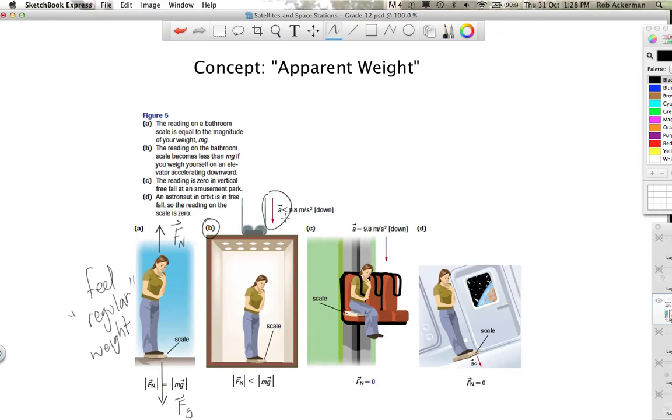Maybe it's accelerating down at less than 9.8. I don't know. Maybe it's accelerating down at 1 meter per second squared. Maybe it's accelerating down at 2 meters per second squared, something like that, not 9.8.